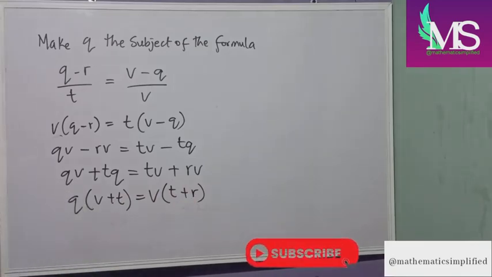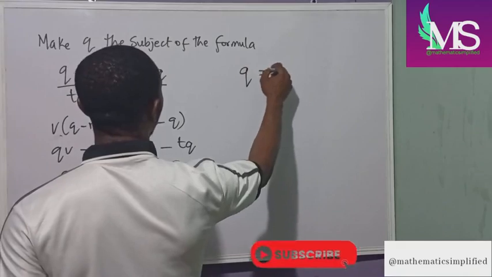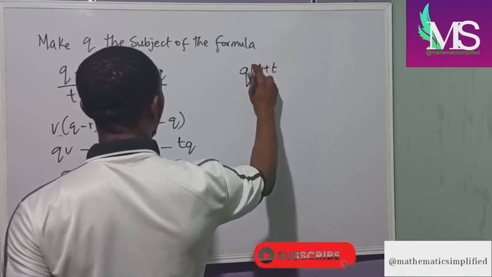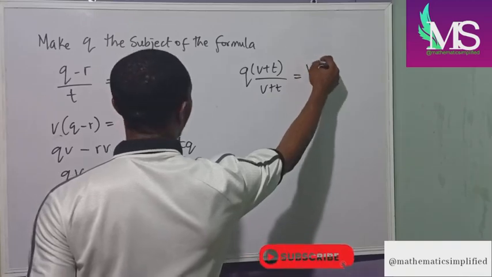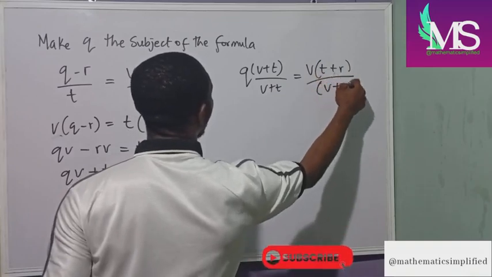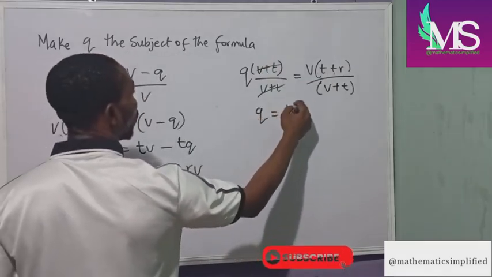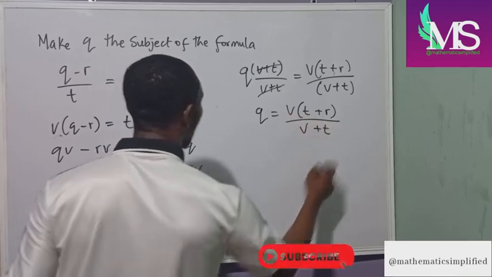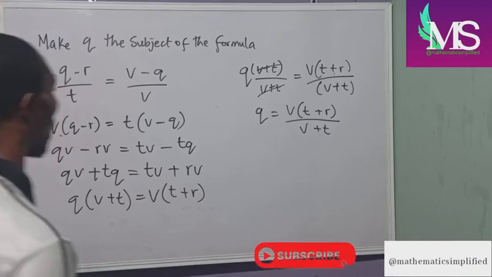Alright, so with this, we can now divide both sides by T plus V. So our Q bracket V plus T all over V plus T equals V bracket T plus R all over V plus T. Alright, so this cancels out, leaving us with Q equals V bracket T plus R all over V plus T. So now with this, we've made Q our subject of the formula.